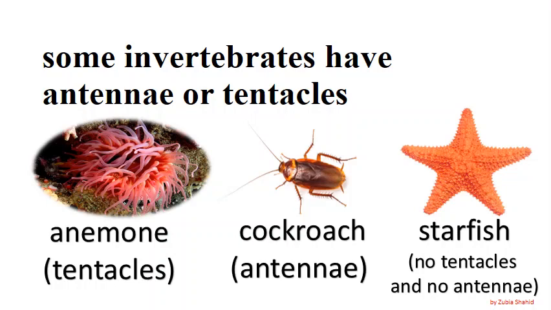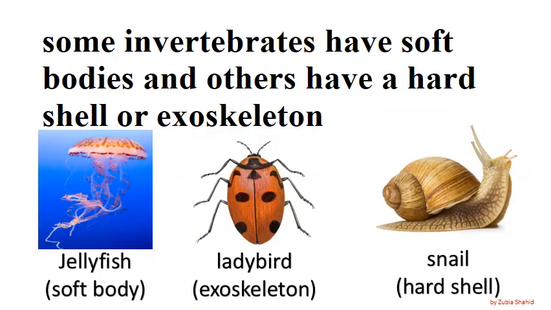Look at this insect, cockroach. They have antennae here which act like feelers. Starfish have no tentacles, no antenna. So there is a lot of variety of invertebrates around us. Some invertebrates have soft bodies and others have a hard shell or exoskeleton.